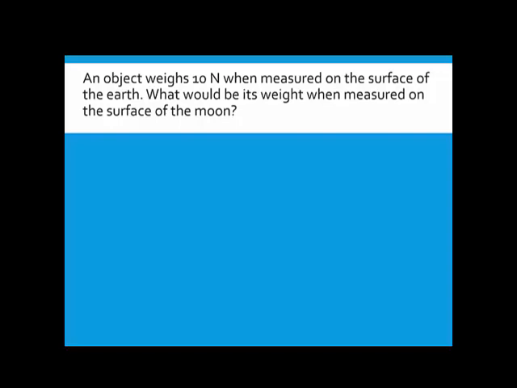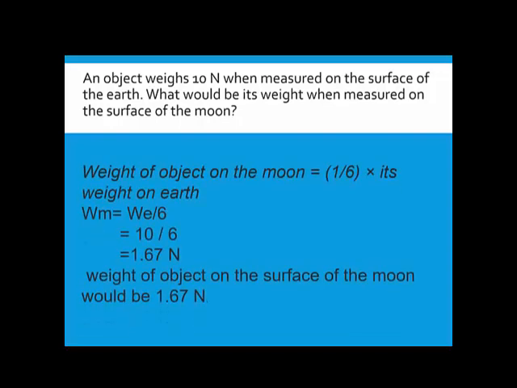What would be its weight when measured on the surface of the moon? Now you are supposed to tell me, if you take it on the moon, what will be its weight? 10 upon 1 by 6. Very good. 10 into 1 upon 6, which is 1.67 newtons. So 1.67 newtons will be its weight on the surface of the moon. And you know why? Because weight on the moon is equal to the weight of any object on the earth upon 6. So that's how we will be solving it.